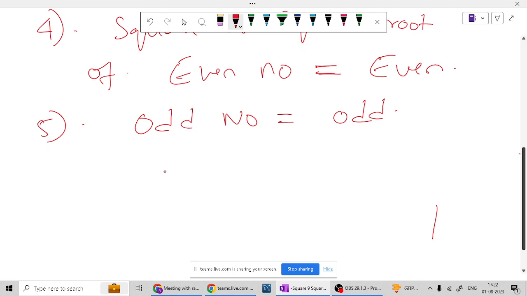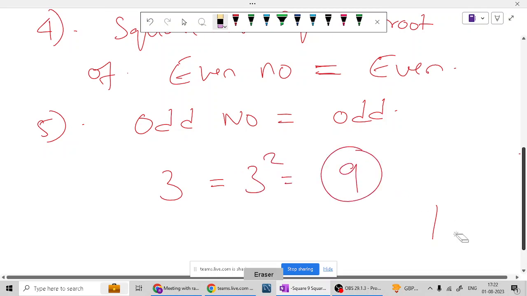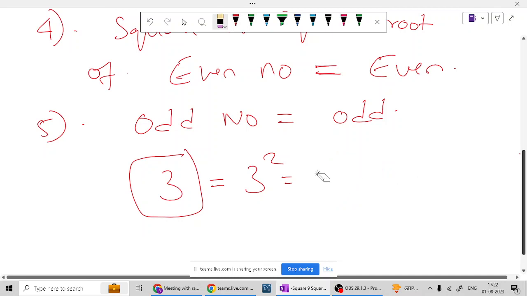Sir, 3. What is the square of 3? 9, sir. Is 9 even or odd? Odd. So the square of 3 is 9, which is odd. Even the opposite is the same.